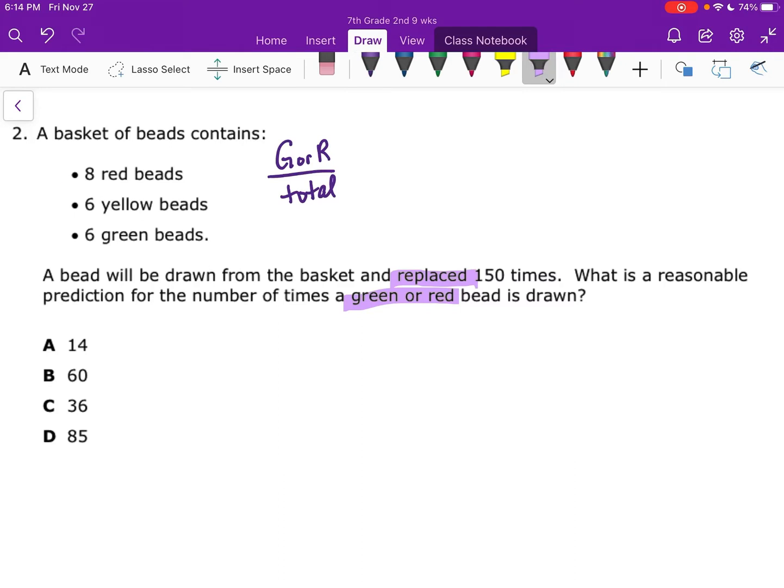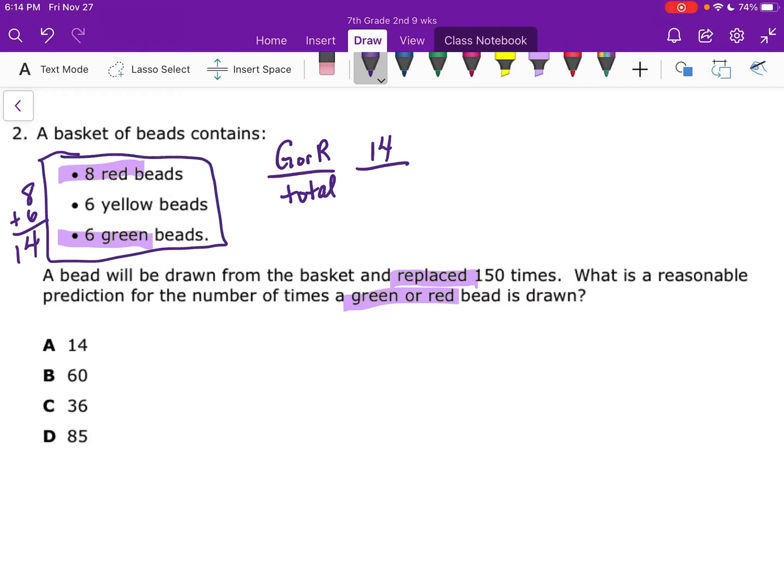So we have 8 red and 6 green. Together we would say 8 plus 6 is 14. So we have 14 chances to get the green or red out of, what's the total? Is the total 150? Is it 14 out of 150 or is it 14 out of what we have in the basket? Yeah, it's 14 out of what we have in the basket. So we add the 6 yellow to get 20. So it's 14 out of 20. And then we're going to draw 150 times. So that's the total here. How many times are we going to get red or green?